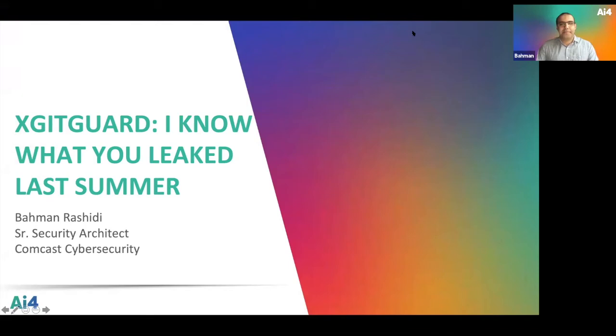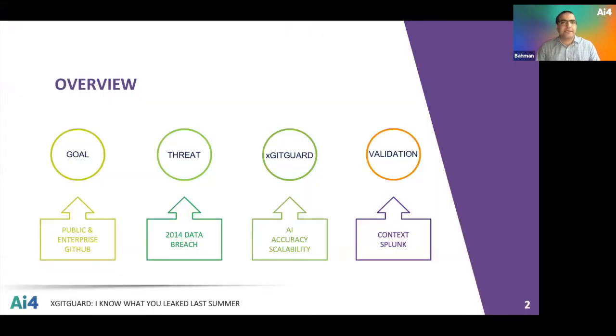Hi, everyone. I'm Bahman Rashidi, and I'm a Senior Cybersecurity Researcher and Architect at Comcast Cybersecurity R&D team. What I'm going to present to you today is XGITGuard. XGITGuard is an AI-based tool which is developed fully in-house at Comcast Cybersecurity R&D team. It helps us to detect organizational secrets that have been exposed or leaked publicly. To be specific, we're talking about GitHub. It does it at scale, it's agile, and it does it in an accurate way.